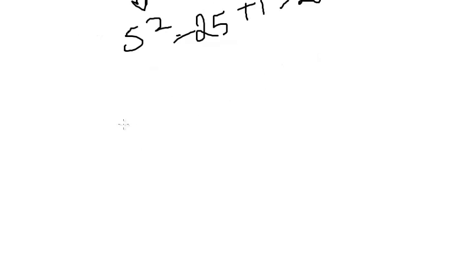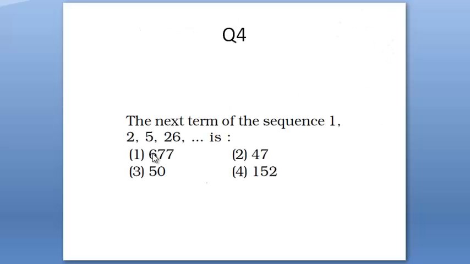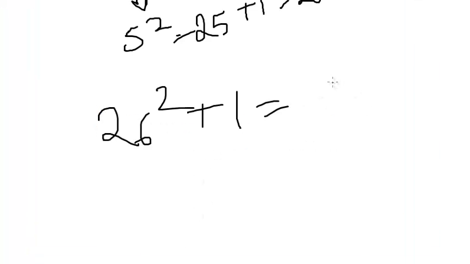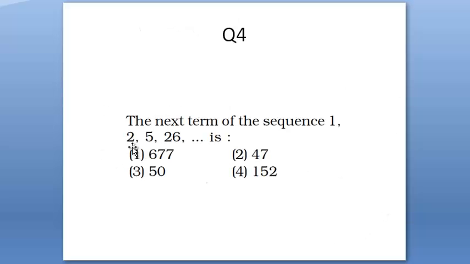So the next obvious step is 26 square plus 1, which will give you the answer. 26 square is 676, plus 1 gives you 677, which is the required answer. Alright, let's move to the next question.